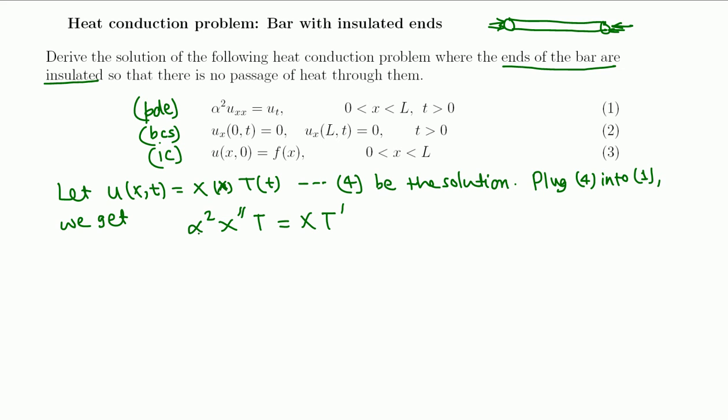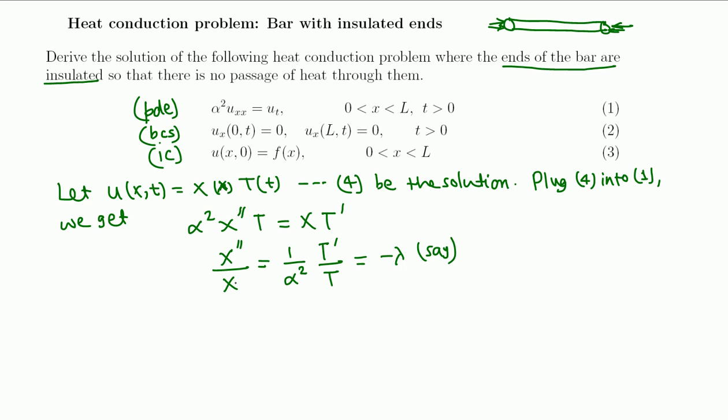Divide both sides by alpha square X and T. We get X double prime over X equals 1 over alpha square T prime over T. Okay, on the left hand side, this is a function of x, and this is a function of t, but their ratios are equal. I mean, this is constant. That means each ratio should be a constant, and let's say this be negative lambda.